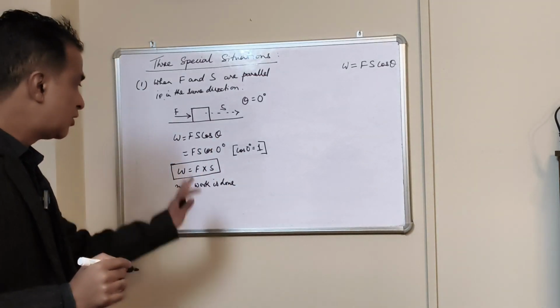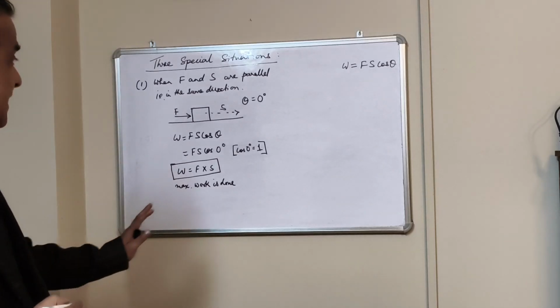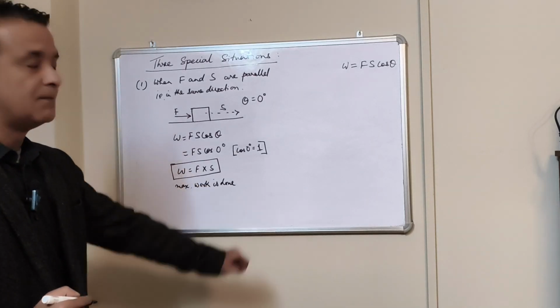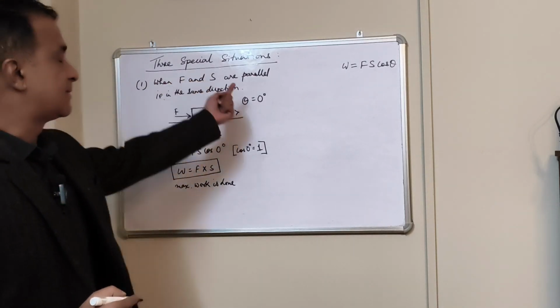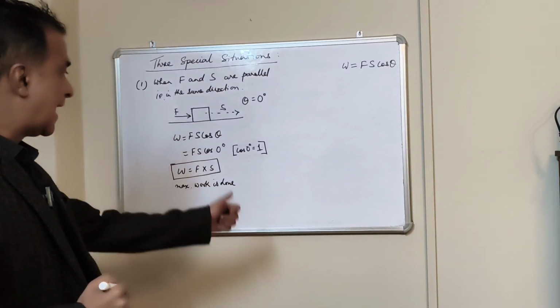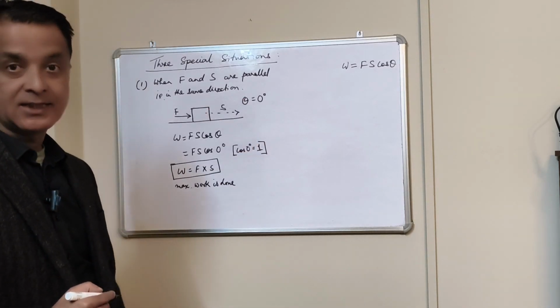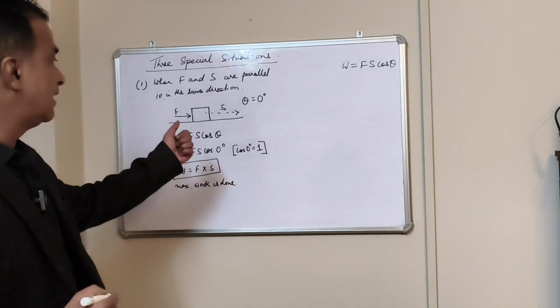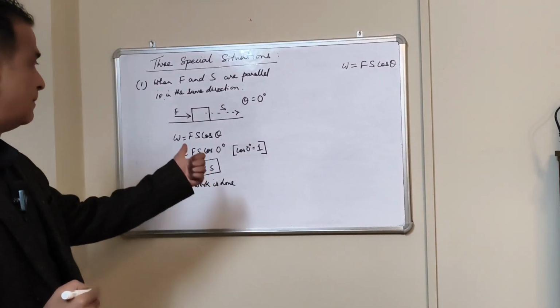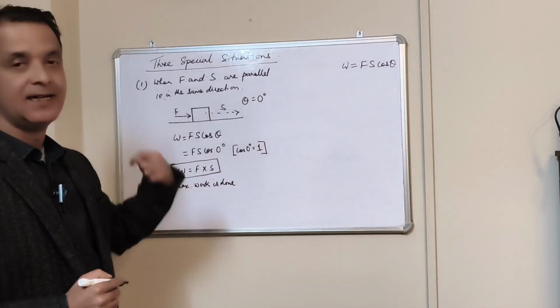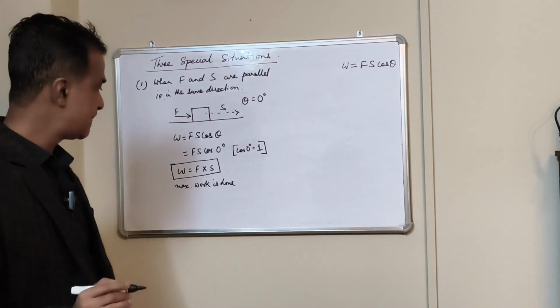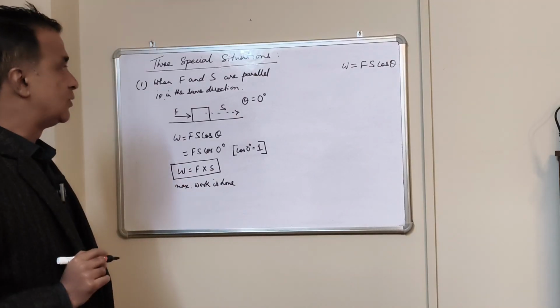Now how the questions are asked in ICSE is, when is maximum work done? So when force and displacement are in the same direction, the angle between them is 0 degrees. Sometimes it's even asked, what is the angle between force and displacement for maximum work to be done? So the angle is 0 degrees. Okay, so this is one situation.